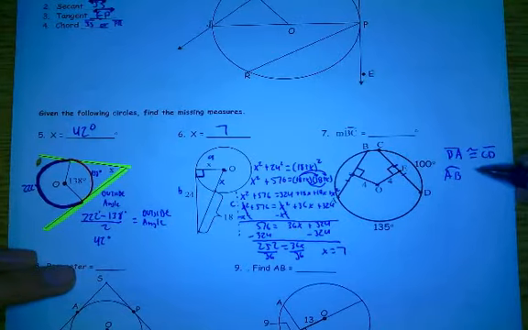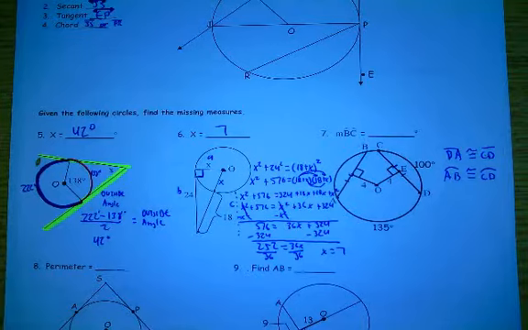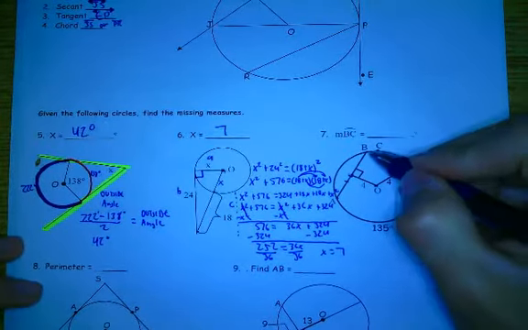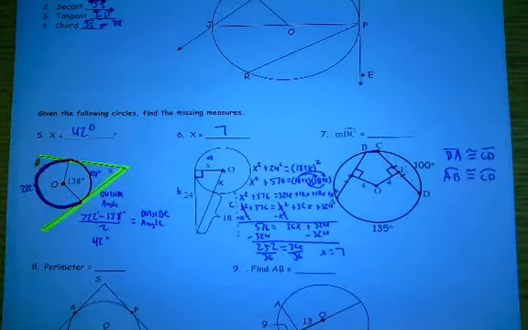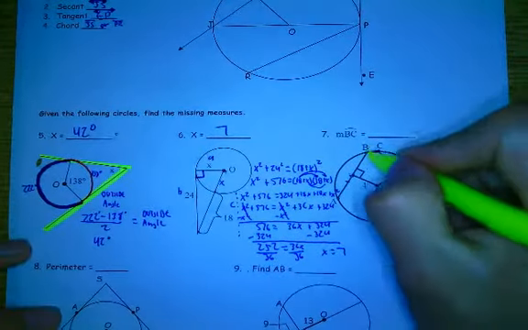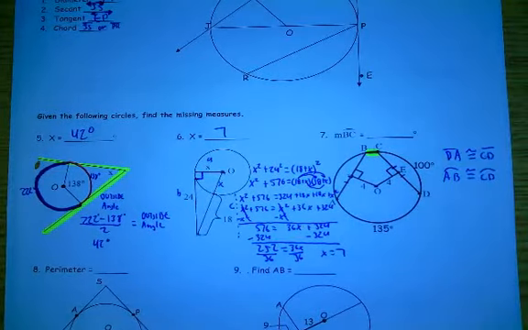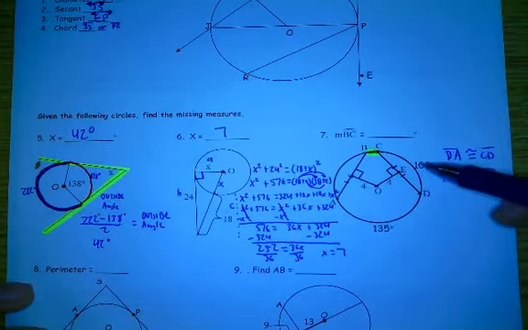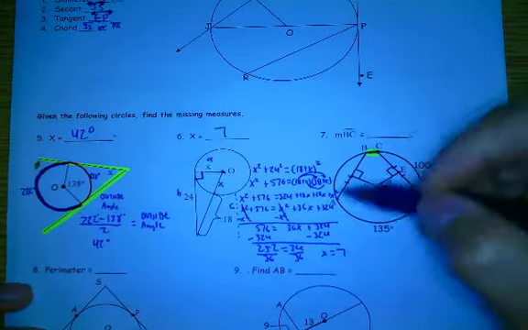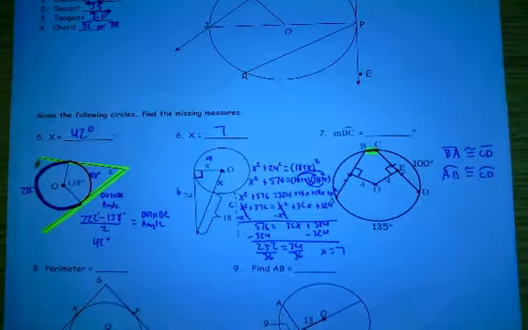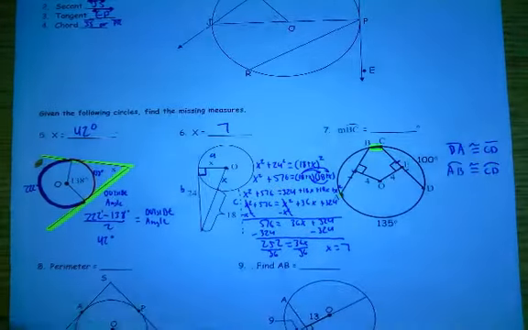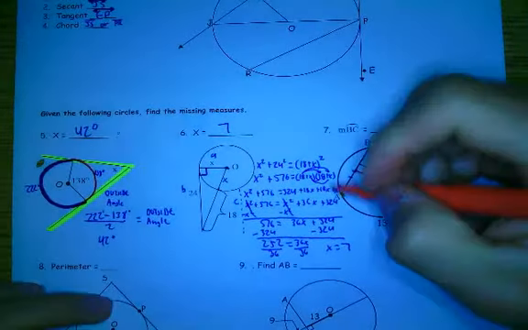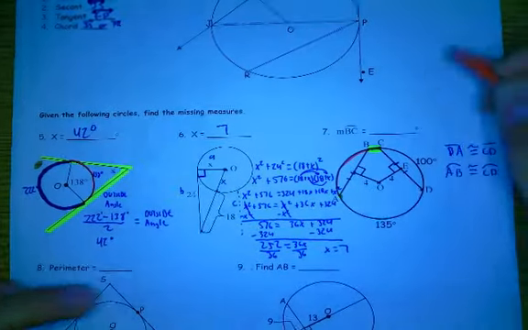Now, because it's asking me for arc BC, that means I'm looking for this part right here. Let me use a different color. From here to here. Now, how is that going to help me? How am I going to figure that out? Well, I know this is 100 and I know this is 135. You know, however, that this arc right here, you should know what that measures. It's 100 degrees because these two chords are congruent.